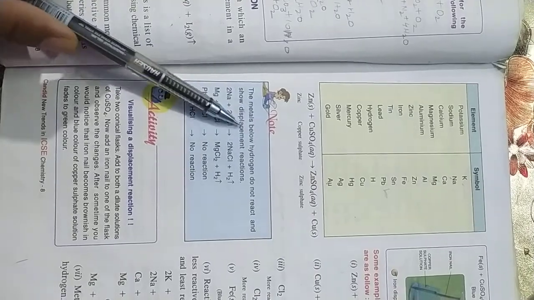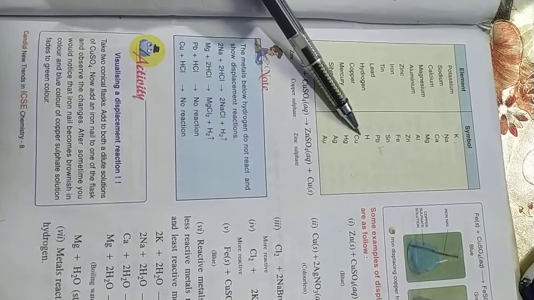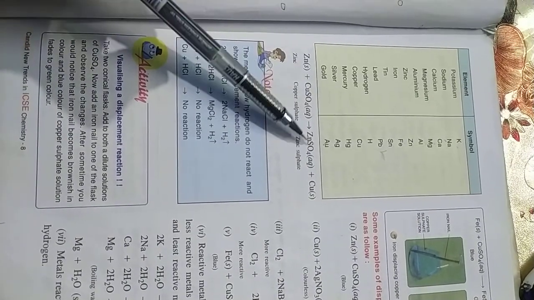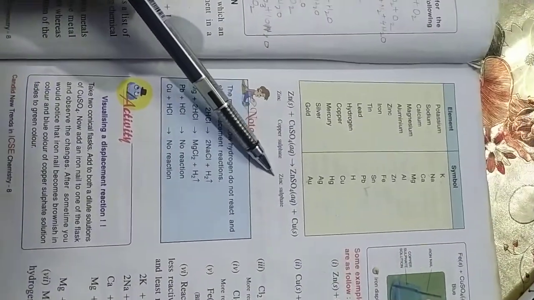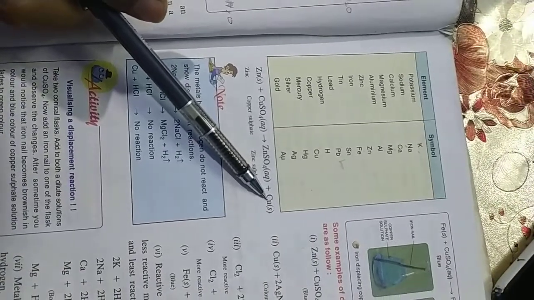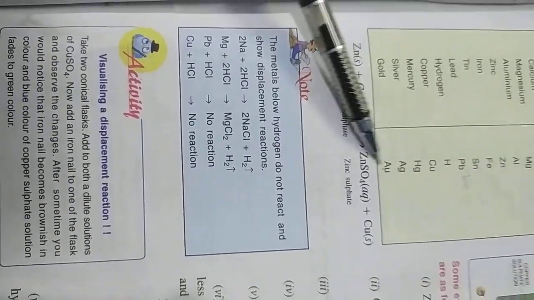For example, zinc combines with copper sulfate, and because zinc comes higher in the reactivity series above copper, it replaces copper. The copper in copper sulfate is replaced by zinc, making zinc sulfate, and copper is given out.